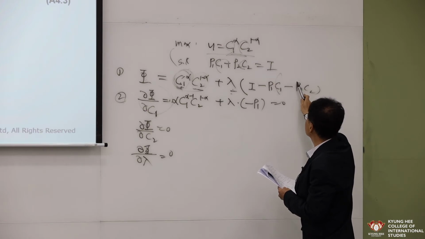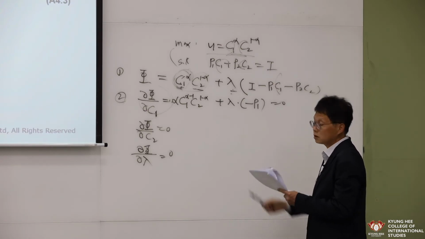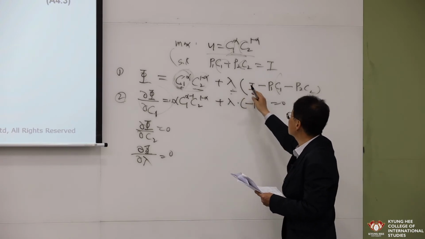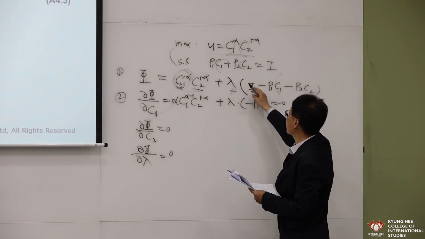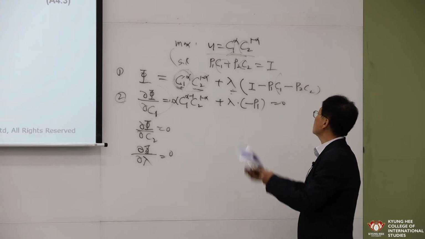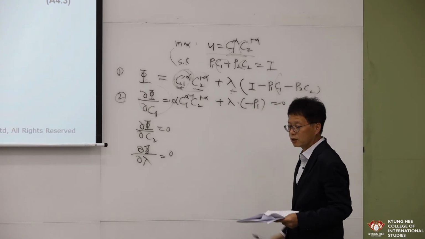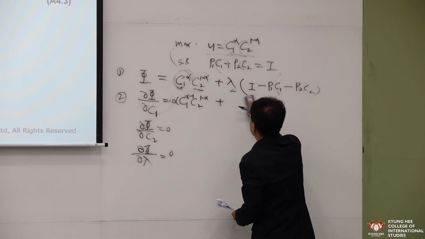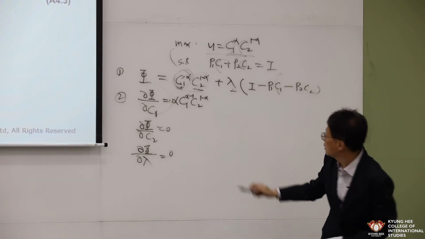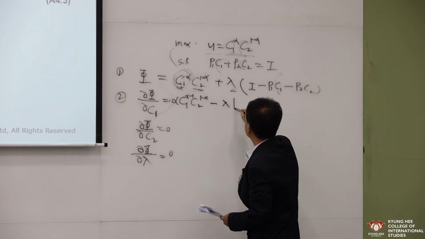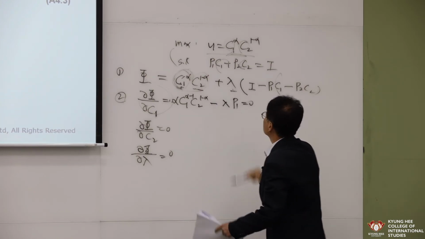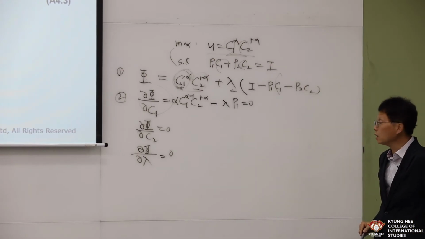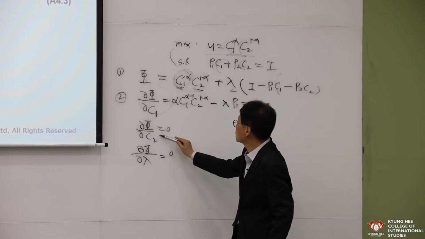So that is a constant number. The partial derivative of lambda P2 C2 with respect to C1 is equal to 0. Similarly, the partial derivative of lambda I with respect to C1 should be equal to 0. Only this one is left. Rewriting this, one is minus lambda P1 is equal to 0. Okay?